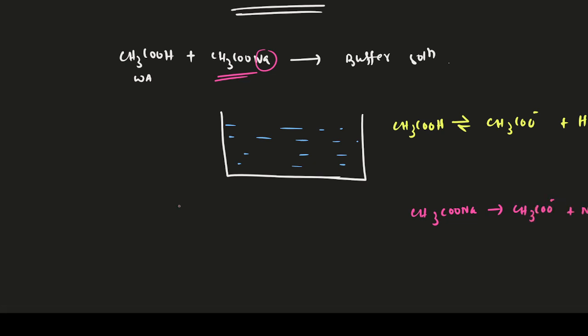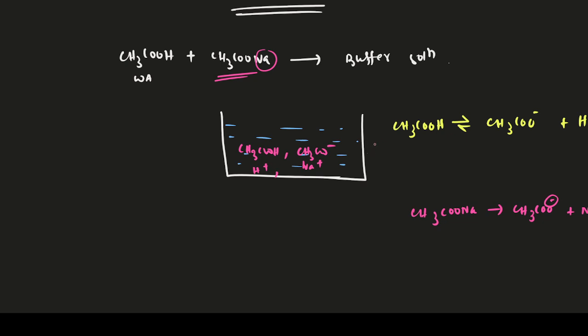Na plus. So in the components we have CH3COOH present, CH3COO minus present, H plus present, and Na plus present. Okay.